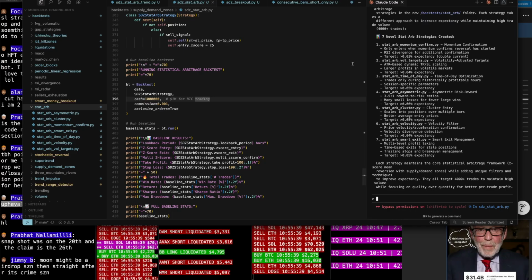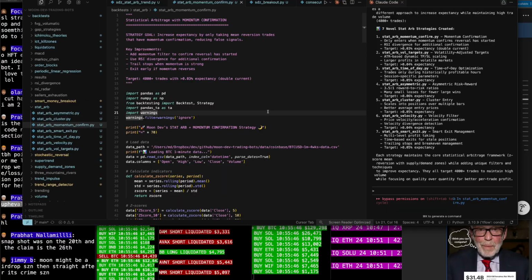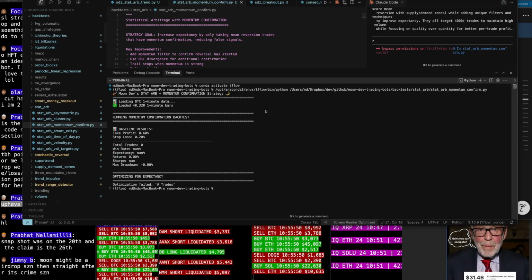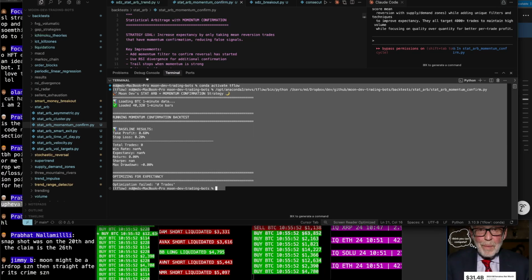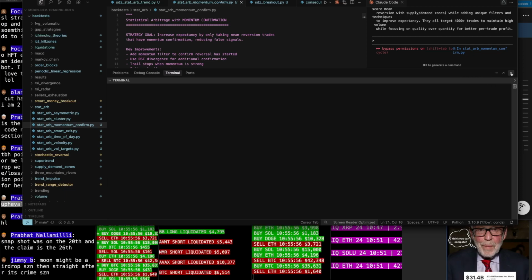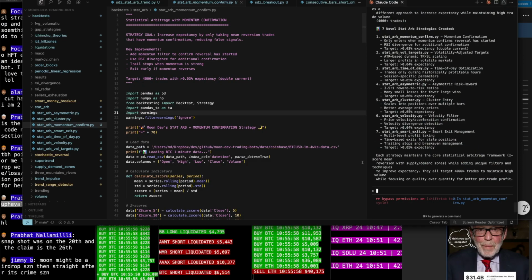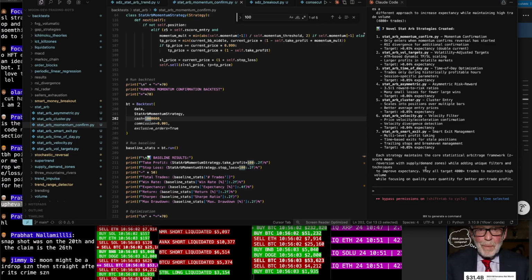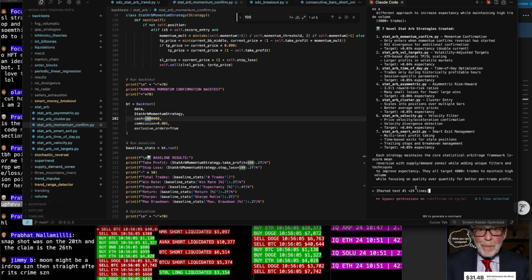So let's go ahead and check this stat arb momentum confirm here. Momentum confirm. Run it. Loading 1 minute. And he ends. What the hell? Looks like I got this error here on the momentum confirm.